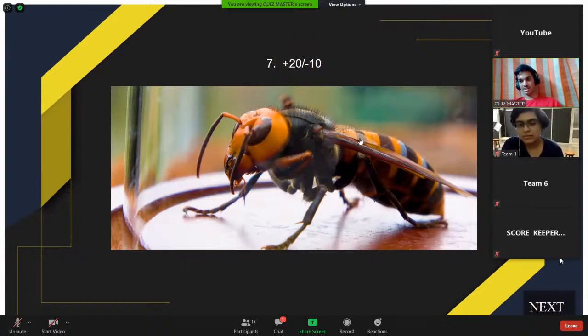Picture 7 for plus 20 minus 10. Shout out to Preet Dev and Rhythm Shah. I mean, at this point, you guys should be guessing, whoever hasn't so far. This is an insect. Team 3, I'm giving you time for this as soon as possible, please. And also other teams that haven't guessed so far, now is your chance. The next question will be the last question for 10 points, which isn't really worth much at this stage of the game. Team 3.